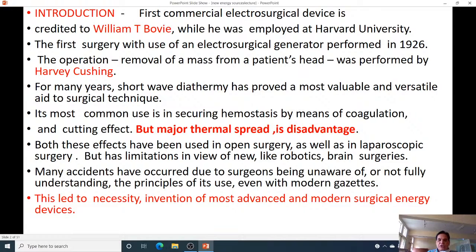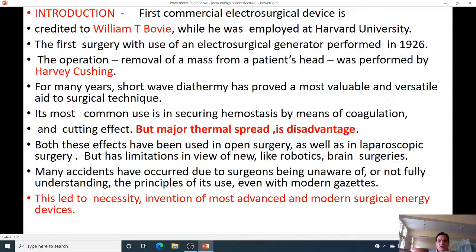The first concept was long back, when the first electrosurgical device was invented, and the credit goes to William T. Bovie. Remember, all electrosurgical devices, that means all cauteries, are called Bovie's cauteries. Remember the name Bovie cautery. This was first used in 1926 by none other than the great surgeon Harvey Cushing. The surgery done was removal of a mass from a patient's head. You will always remember Cushing throughout your career, mostly related to so many syndromes and mainly to neurological and brain pathology. Harvey Cushing used this first in 1926.